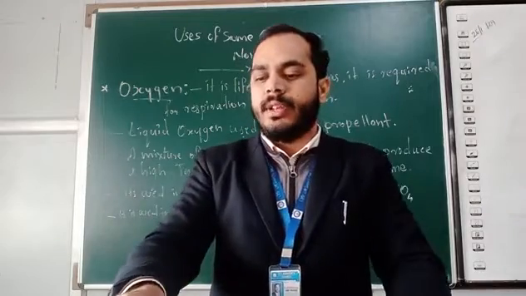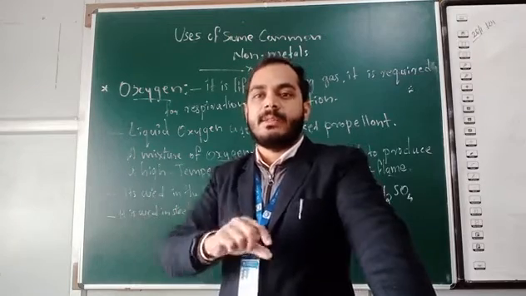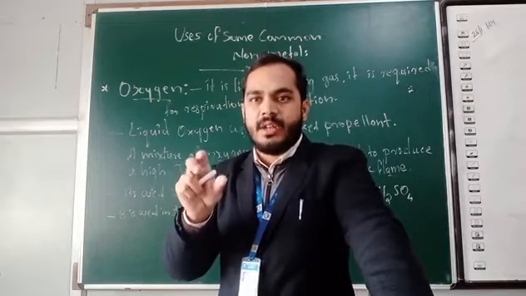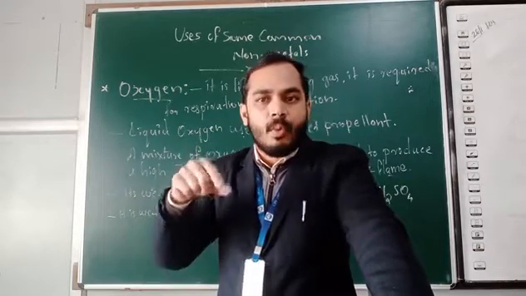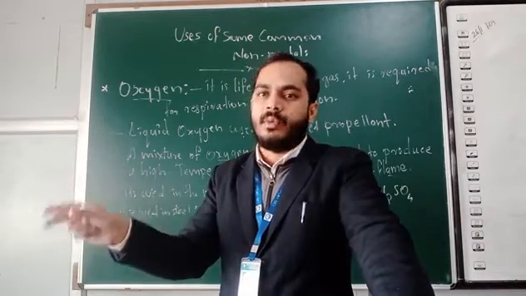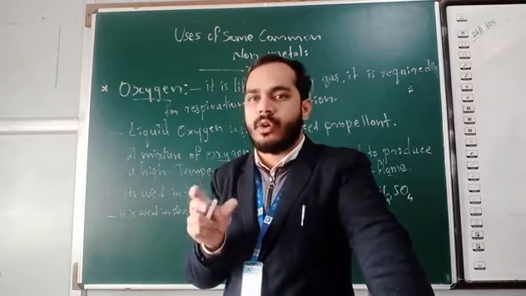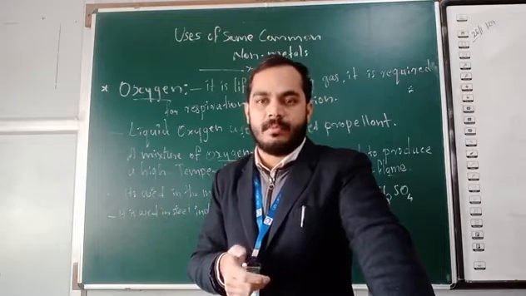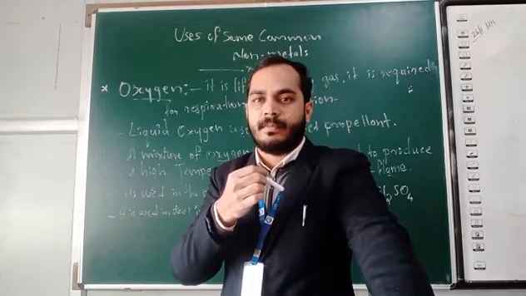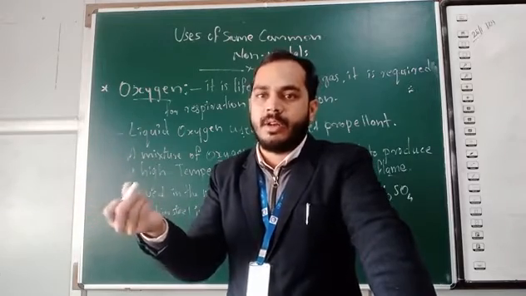Next one, it is used in the vulcanization of rubber. What is vulcanization? That means giving strength and durability. The rubber gets strength and durability with the help of the vulcanization process. Compared with natural rubber, vulcanized rubber is more stable and stronger. Okay. So for the vulcanization process we use sulfur. With the help of sulfur, the rubber gets more strength and more durability.